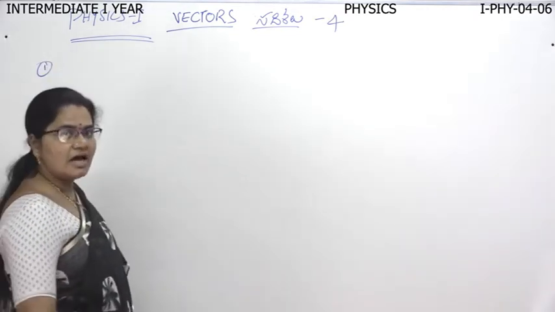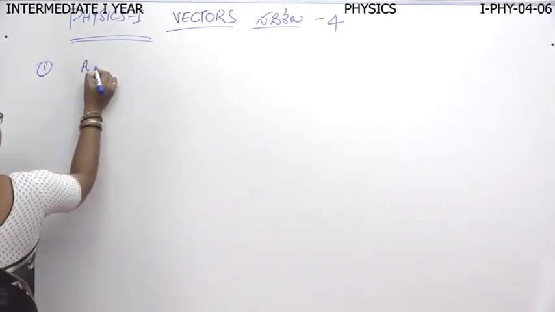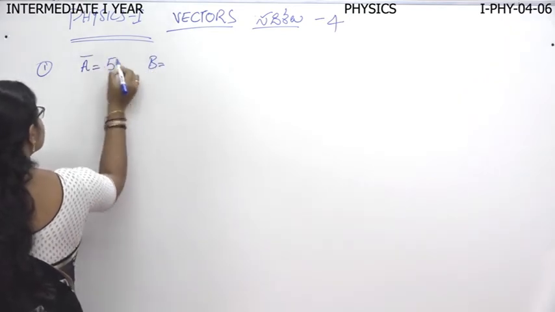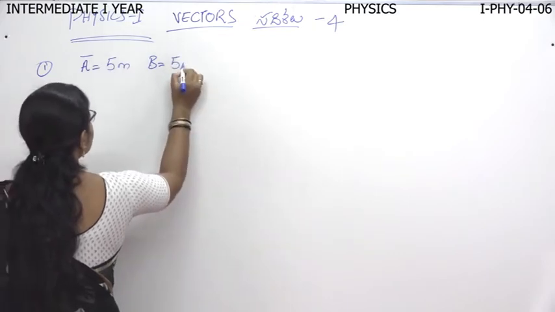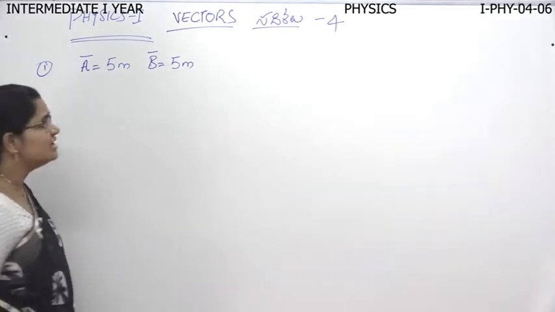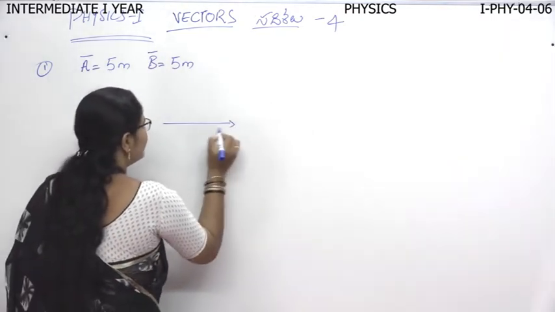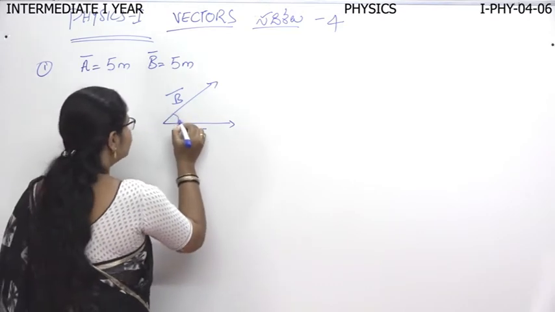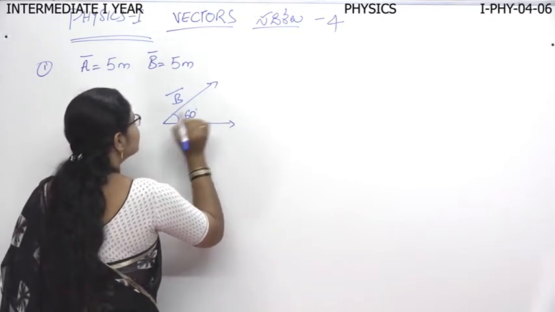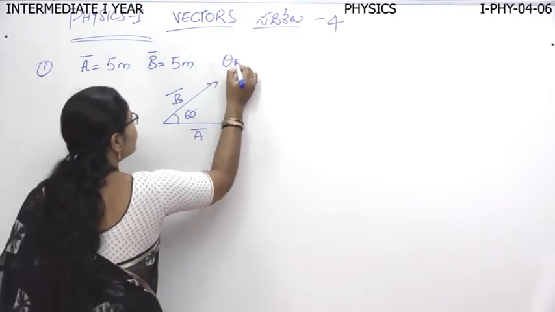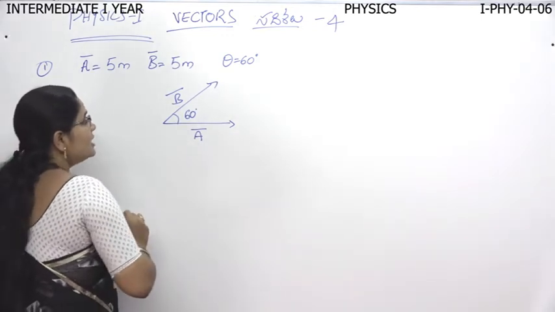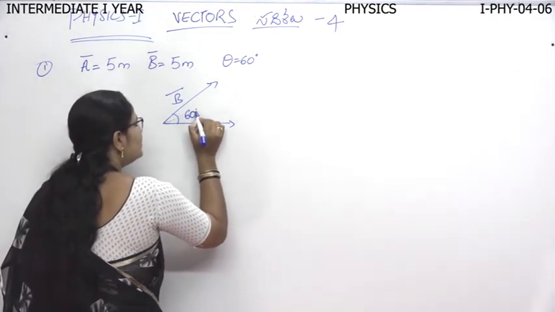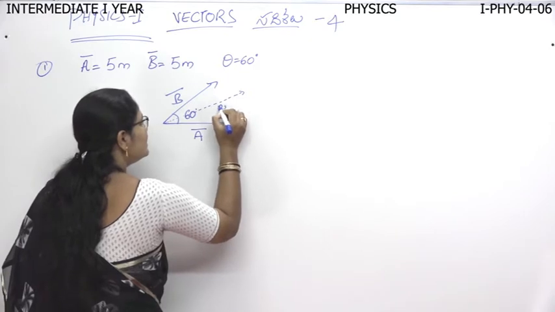Now, consider two vectors A and B. Let us consider a displacement of 5 meters for A and a displacement of 5 meters for vector B. Let the angle between the two vectors, vector A and vector B, be 60 degrees. So theta is 60 degrees. Now we have to find the resultant of these two vectors. We know the resultant will be along this, and we shall name it R.